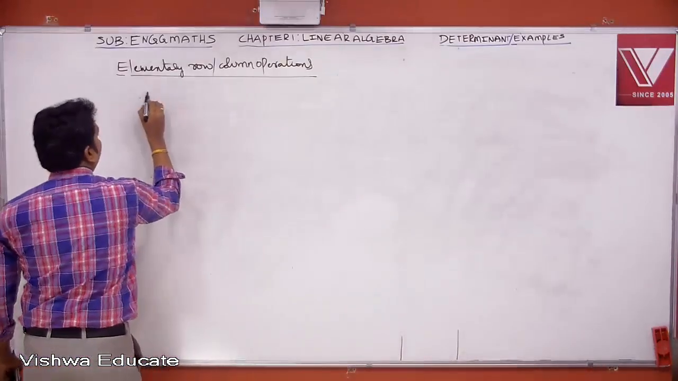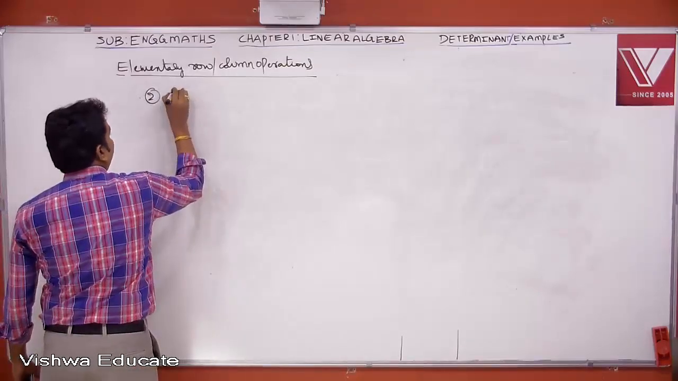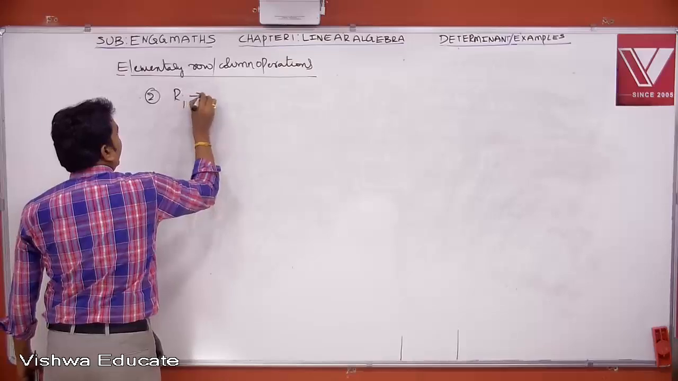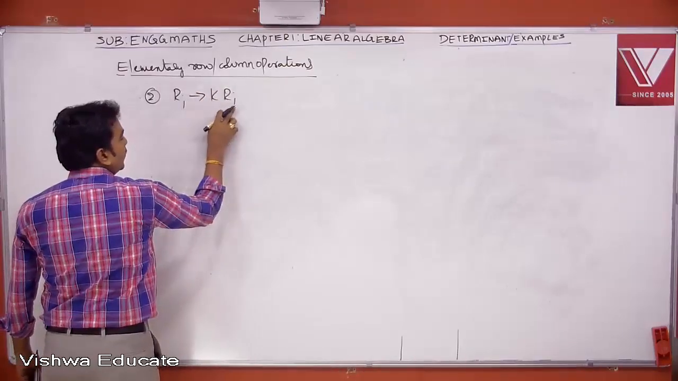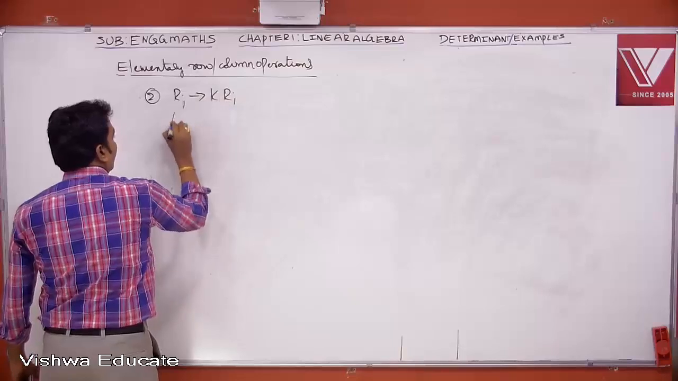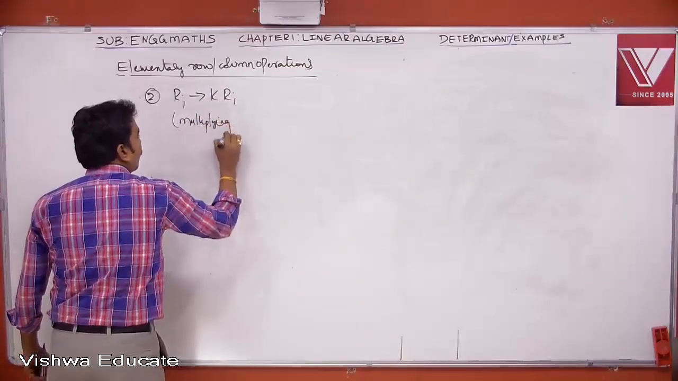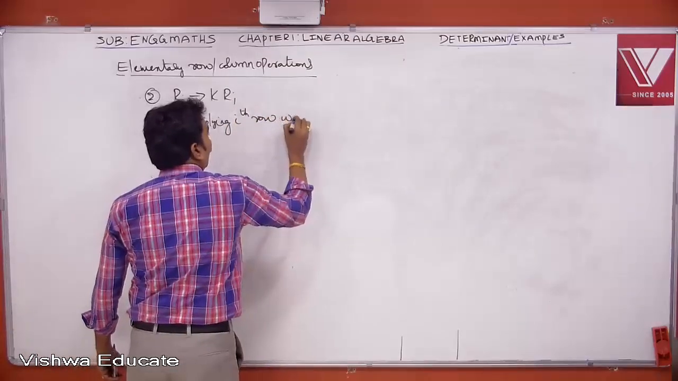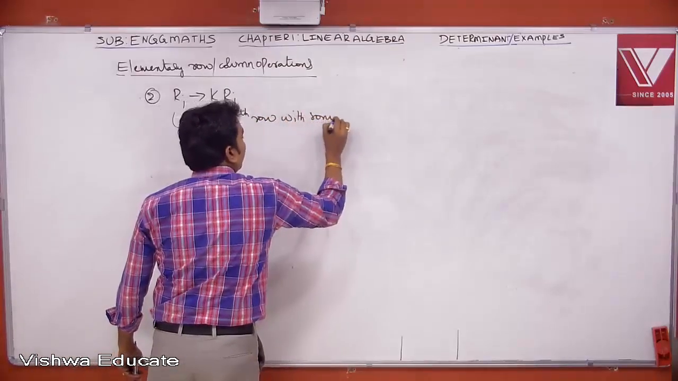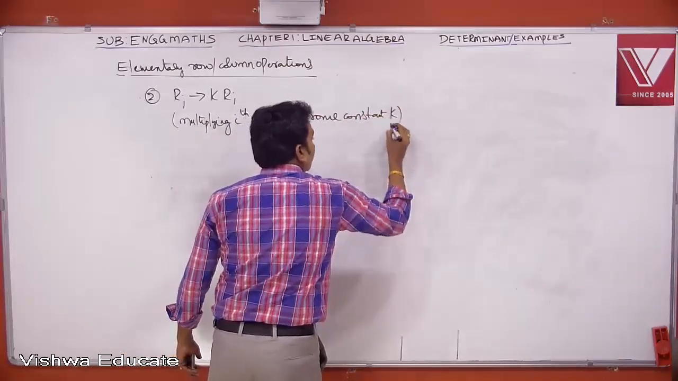Now let us go for the second operation. The second operation is this: Ri implies k into Ri. So the ith row, k is some constant. What does it mean? We are multiplying the ith row with some constant k. That constant can be negative or positive or 0 also.